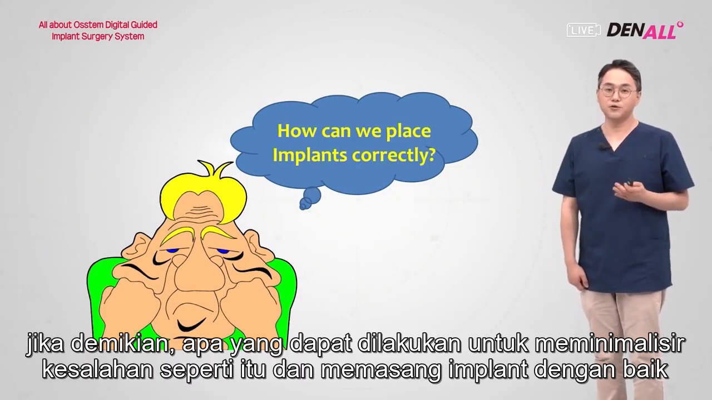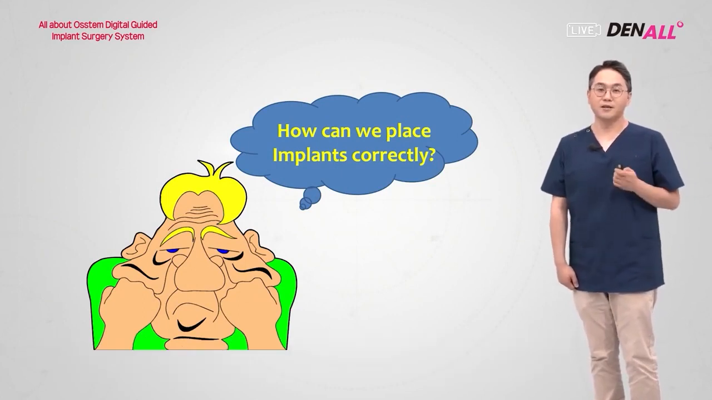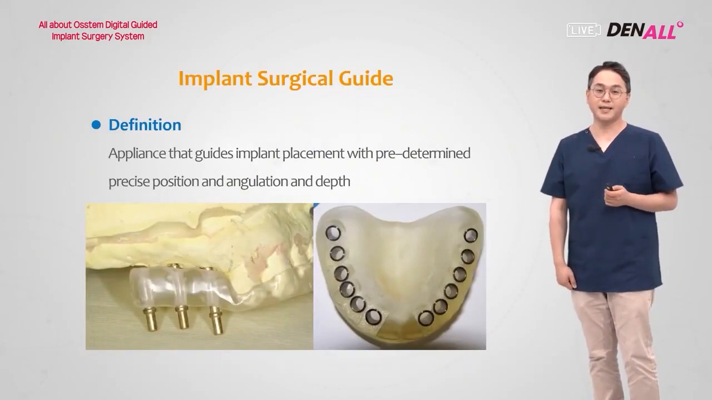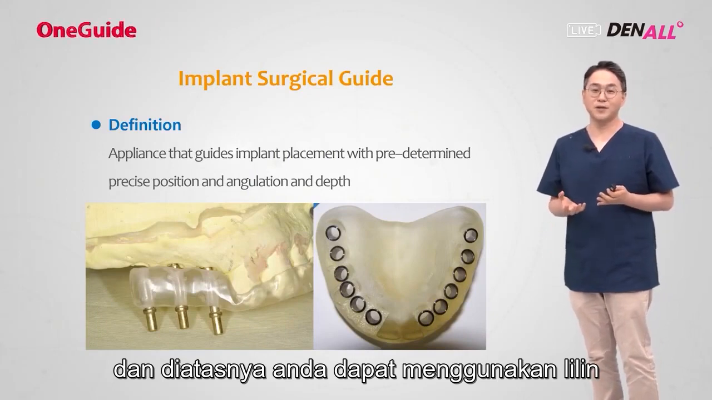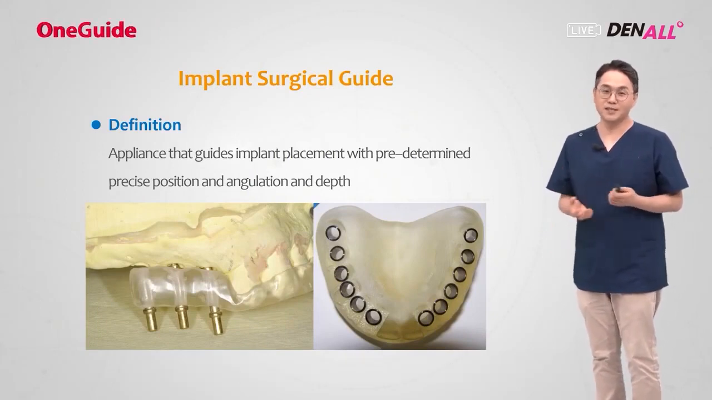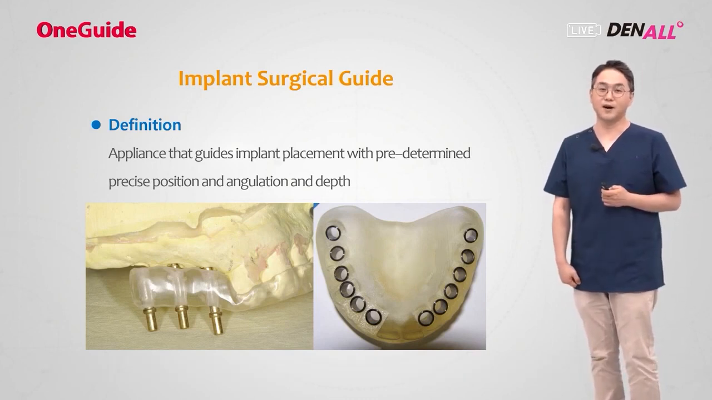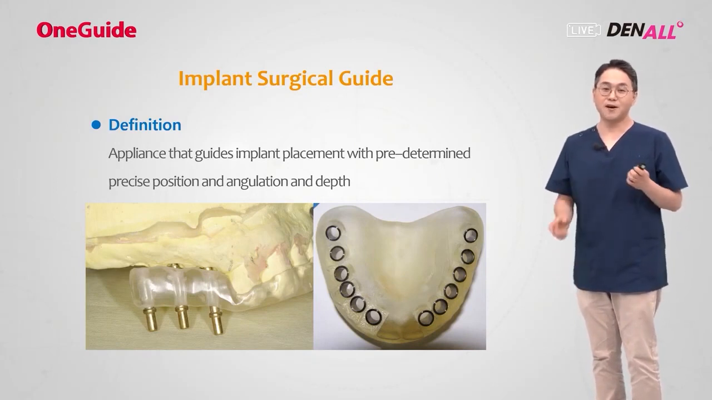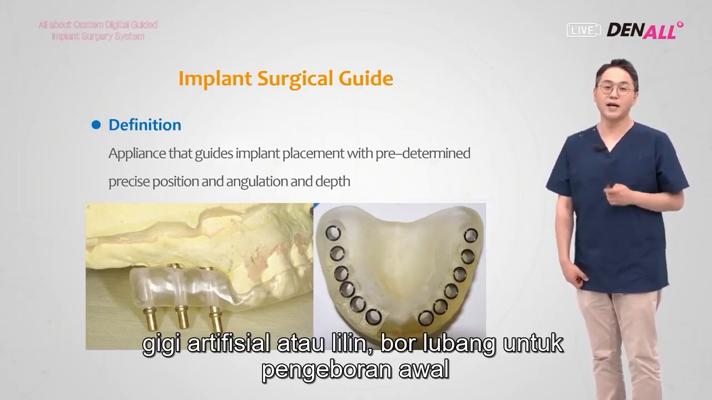If so, what can we do to minimize such mistakes and place the implant well? In the initial phases, this is the first generation guide. You would take an impression and make a model, and on top of it, you either do a wax up or align the artificial teeth and create a surgical stent. On top of it, make a vacuum-formed matrix using resin, and on the aligned artificial teeth or wax up, drill a hole for initial drilling.